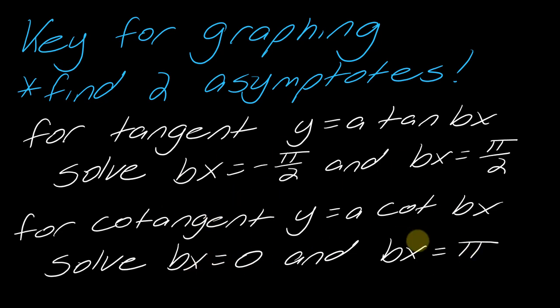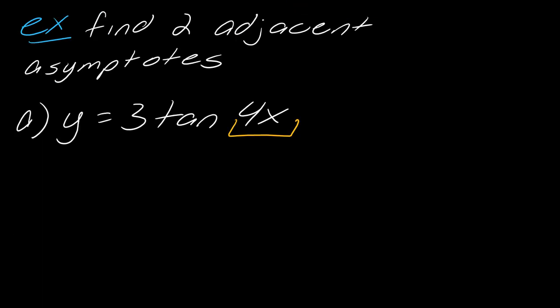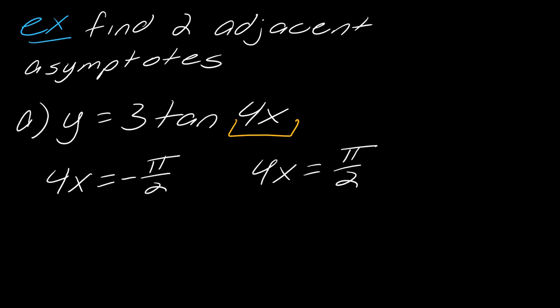So this is kind of like your little guideline, Bible, whatever you want to call it, for how to find your asymptotes. So in this example, I look at 4x. I set this up, and this is tangent. So I set up 4x equals negative pi over 2 and 4x equals pi over 2, and then I just go through and solve for this. Remember, dividing by 4 is equivalent to multiplying by 1 over 4. So this is negative pi over 8 and pi over 8 for those.